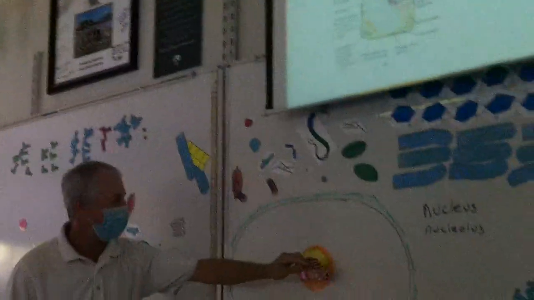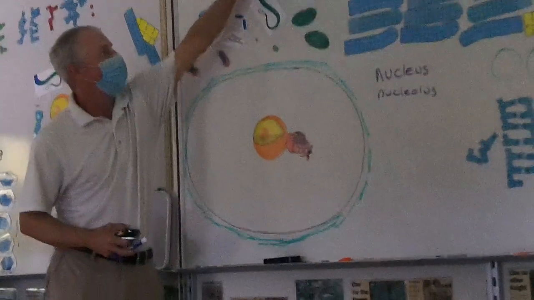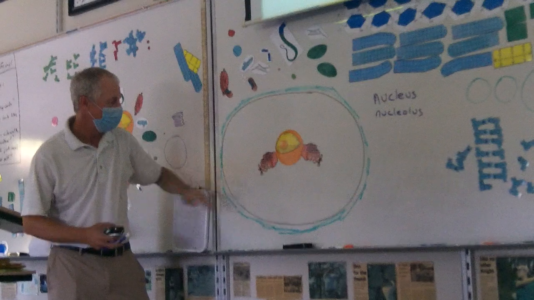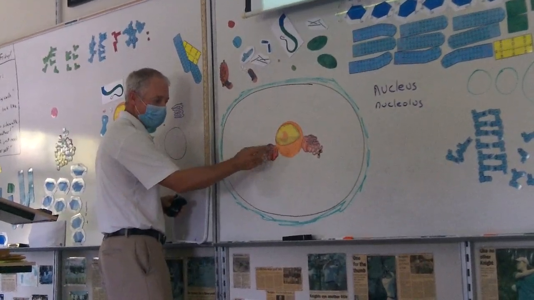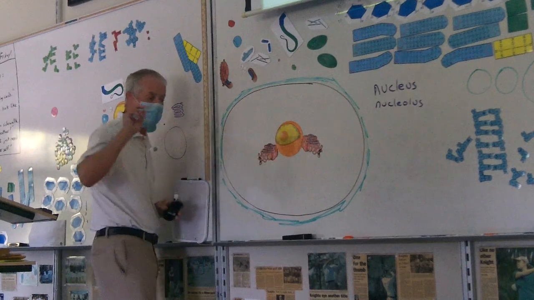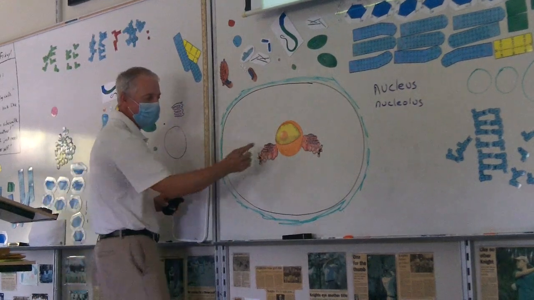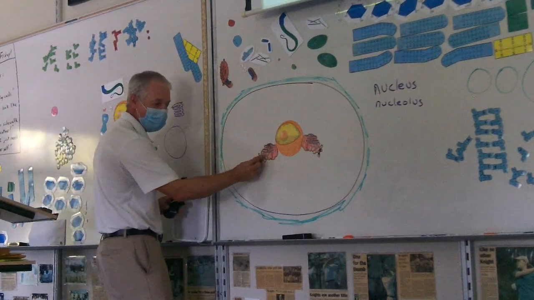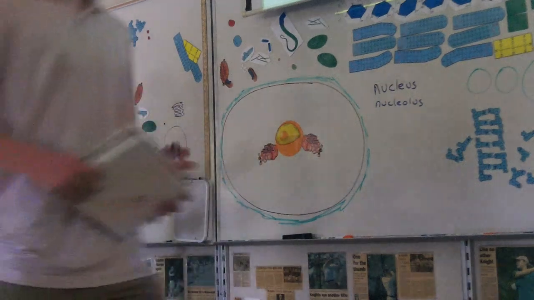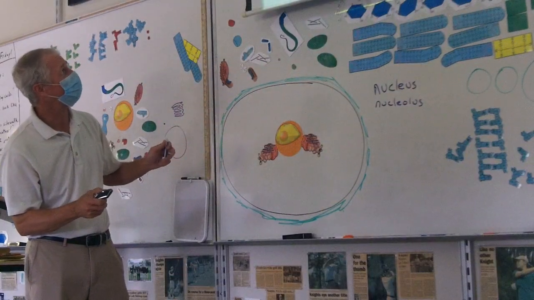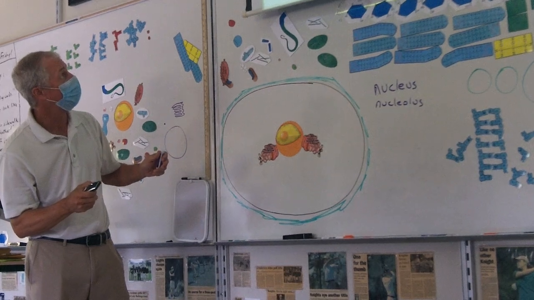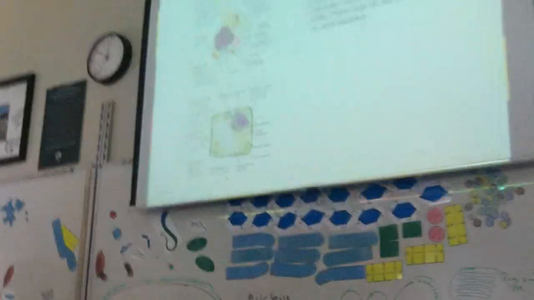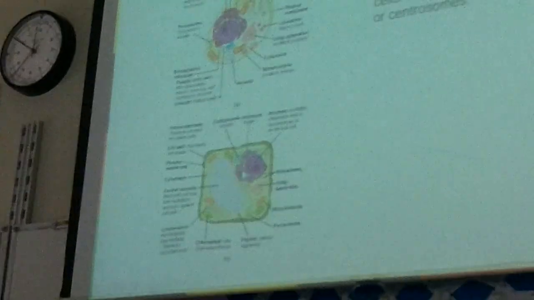Then I'll put these things. These are what? Do you know? Endoplasmic reticulum, ER. Now there's two types of endoplasmic reticulum. There's rough ER and there's smooth ER. And it looks different in different cells. It's usually close to the nucleus. So there's the nucleus, there's the ER. And here it is down here, nucleus, ER.